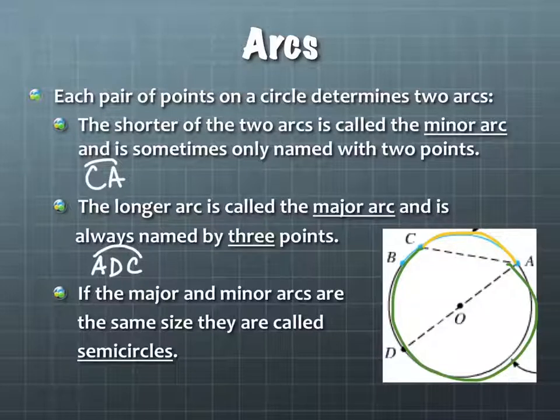Now, that example is not a semicircle because they're not the same, right? Arc CA and arc ADC, they aren't the same measure. One's longer than the other one. Can you give me an example of two arcs here that are the same? ACD. And unfortunately, my diagram doesn't have another point listed on it, so let's just put that in there so we have a reference point, okay?